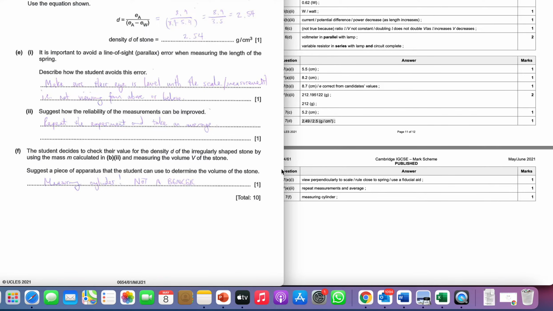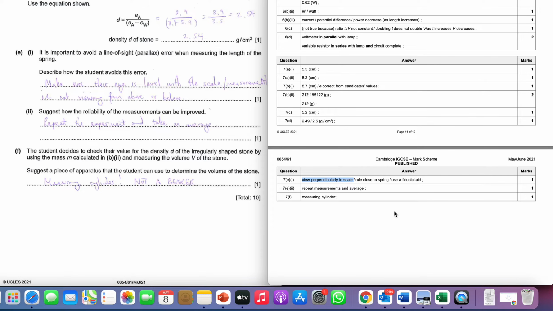Okay, and that's kind of one of those points down there. If you notice in the mark scheme, they give you a few more points here. Really, what I'm saying here is view perpendicularly to the scale, but I'm putting it in language I think which is hopefully a little bit easier to understand. But there are some very simple things here. Make sure the ruler is close to the spring. And then also, this is the classic one, use a fiducial aid.